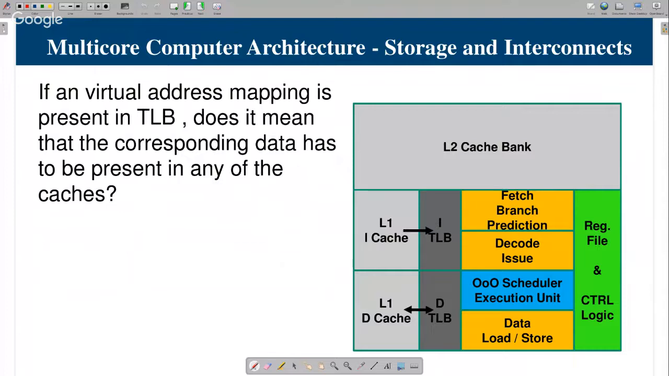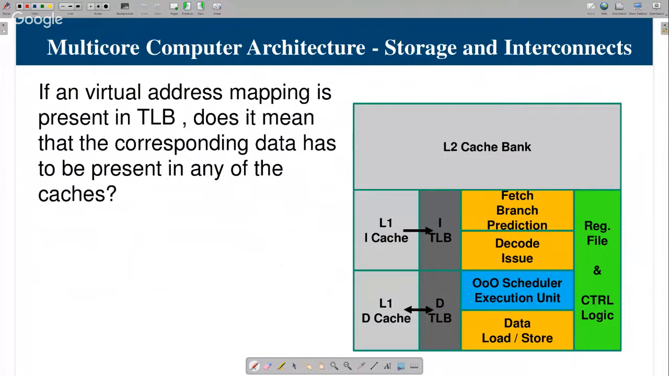So kindly wait. If a virtual address mapping is present in TLB, does it mean that the corresponding data has to be present in any of the caches? Okay. So if you have a virtual address mapping that is present in TLB, why is TLB used? TLB is used for converting a virtual address into the physical address. So once you get the physical address, only then can you divide it into tag, index, and offset.